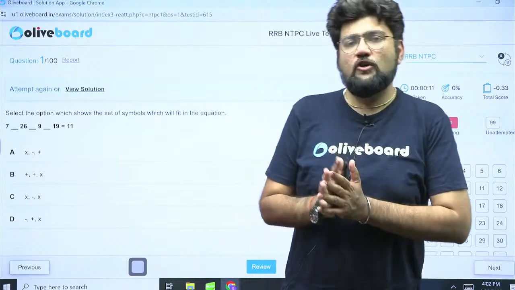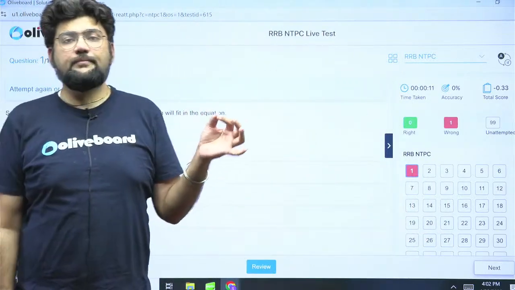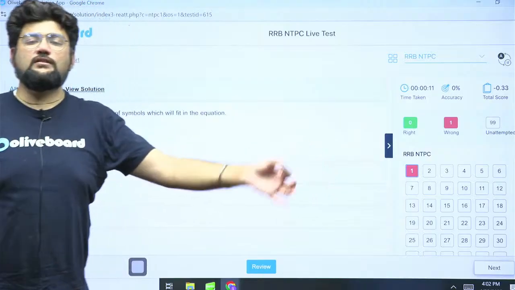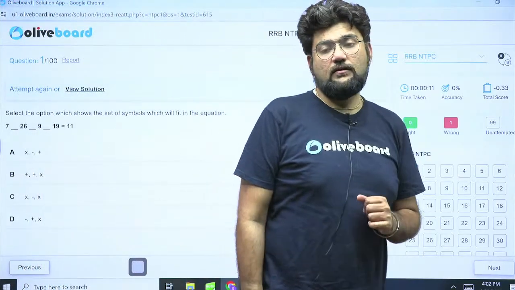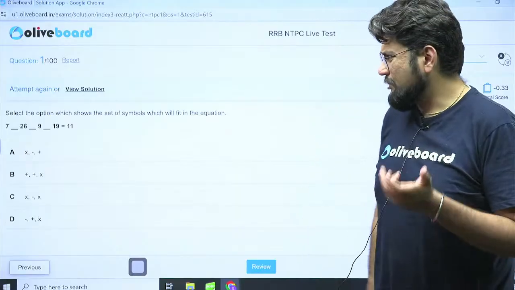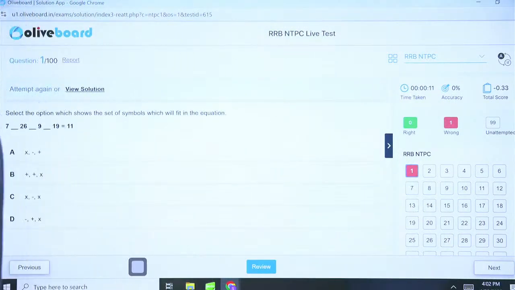My name is Marut Sharma, your logical reasoning expert, and today we will be discussing the RRB NTPC live mock which was conducted over the weekend, and specifically the logical reasoning part of it. Now, overall the paper was more or less simple, easy. So we'll discuss the solutions quickly and end this discussion.